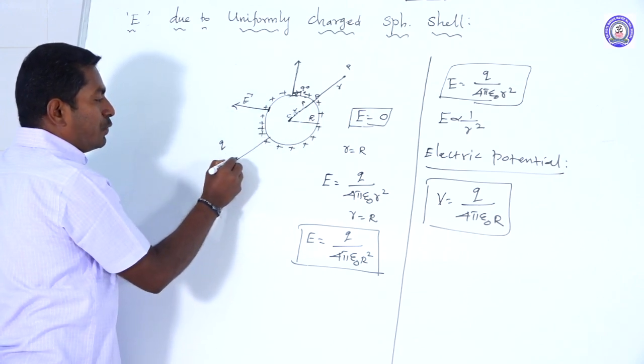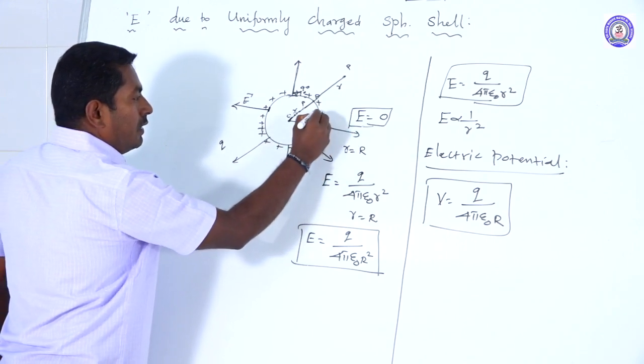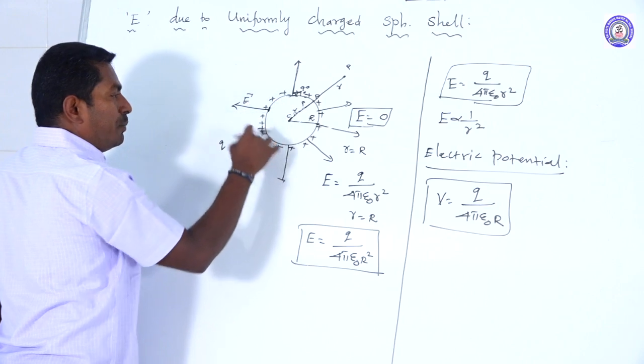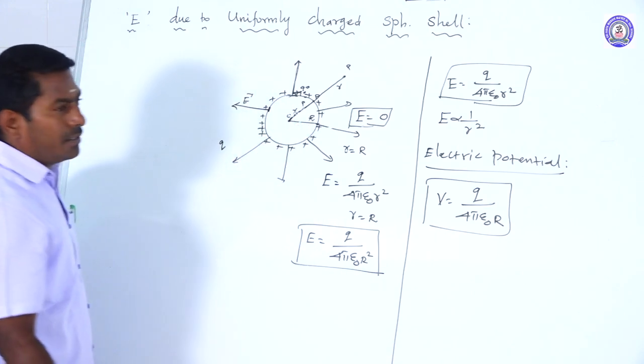Electric field lines produced by a positive charge are always at right angles to the surface. Due to the positive charge, electric field lines are directed away from the positive charge.